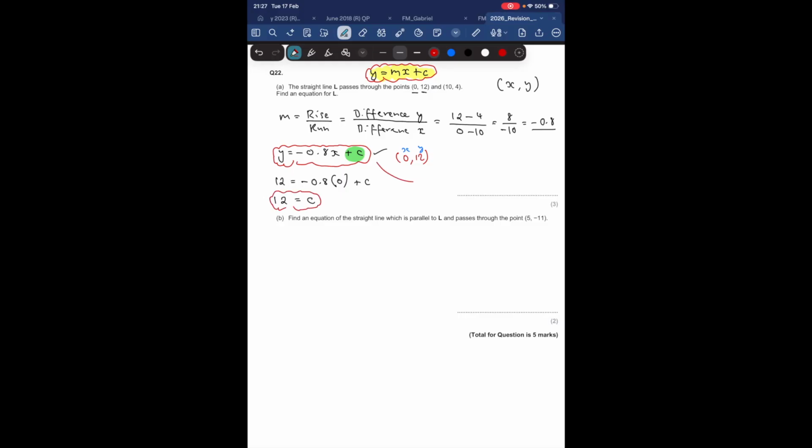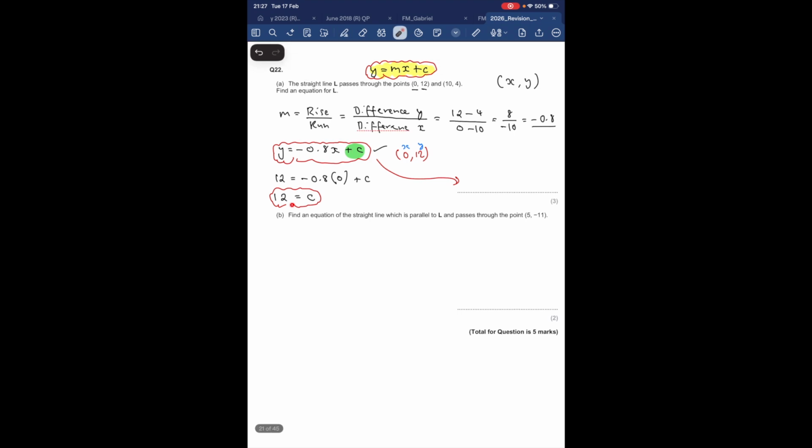And so I can now write the full equation of the line. I can replace the c here with 12. And the equation for my line now becomes y equals minus 0.8x plus 12. And that is the equation for my straight line.